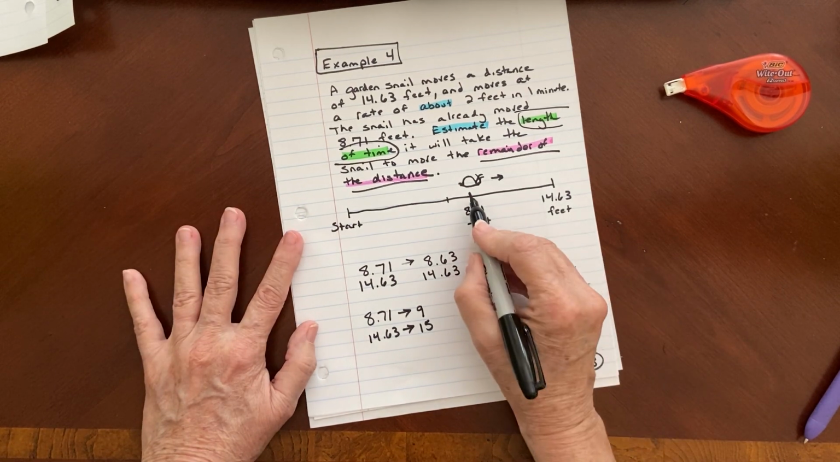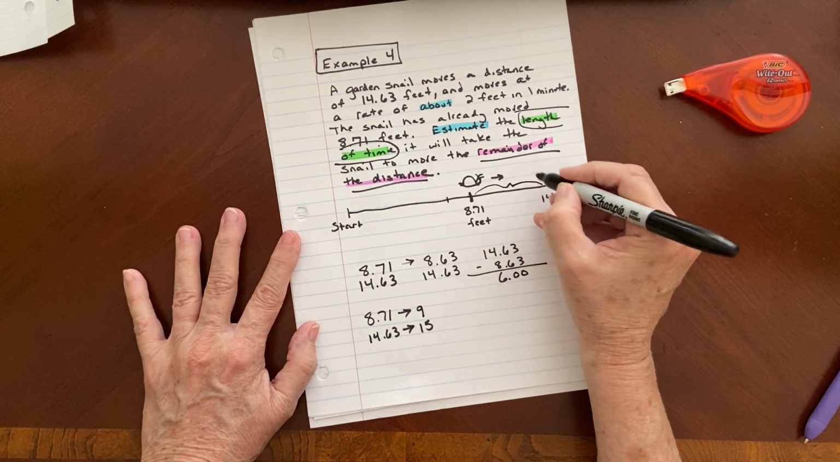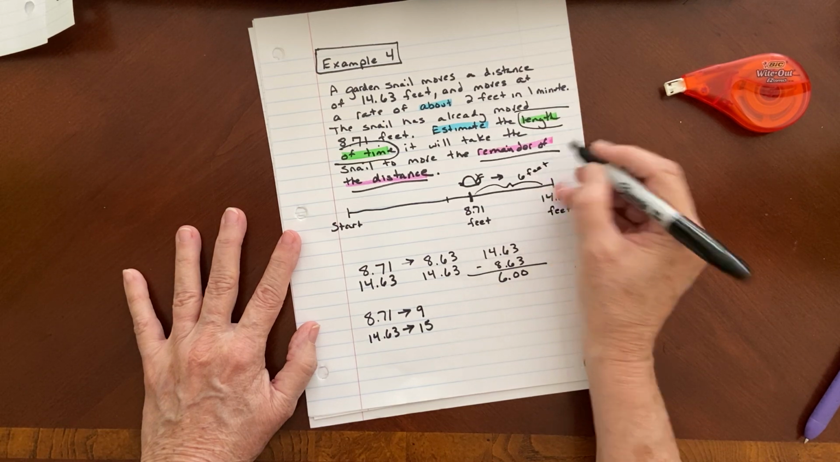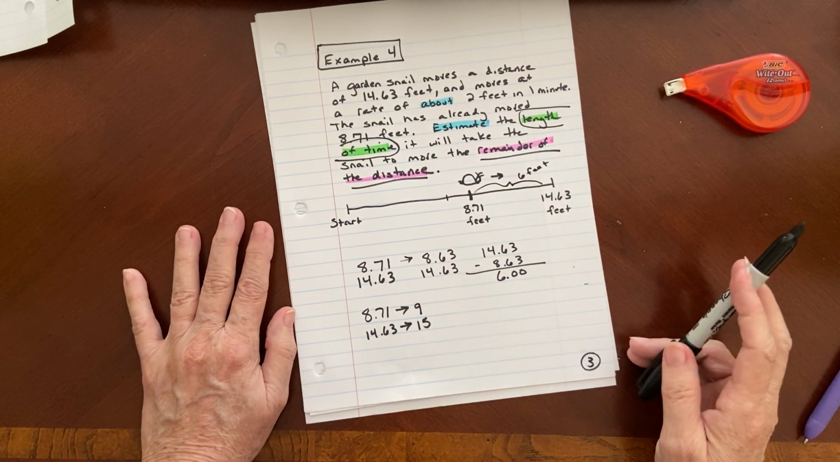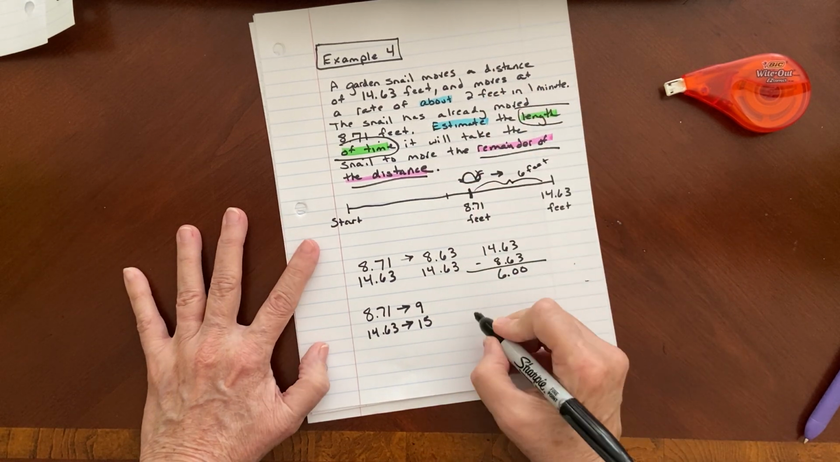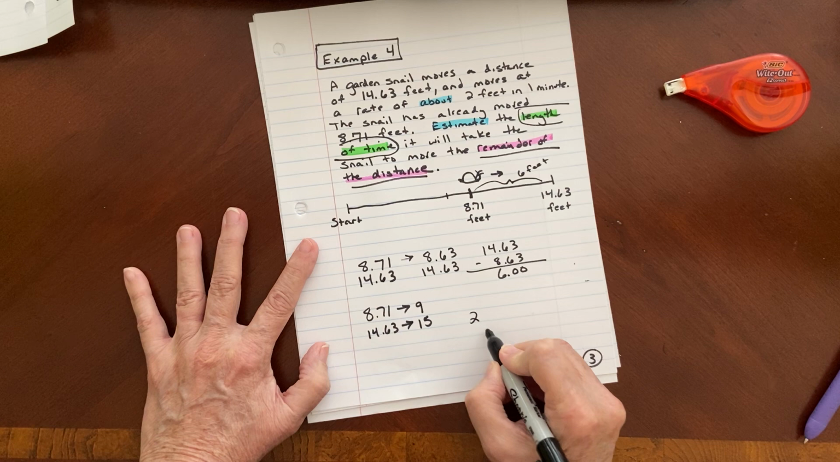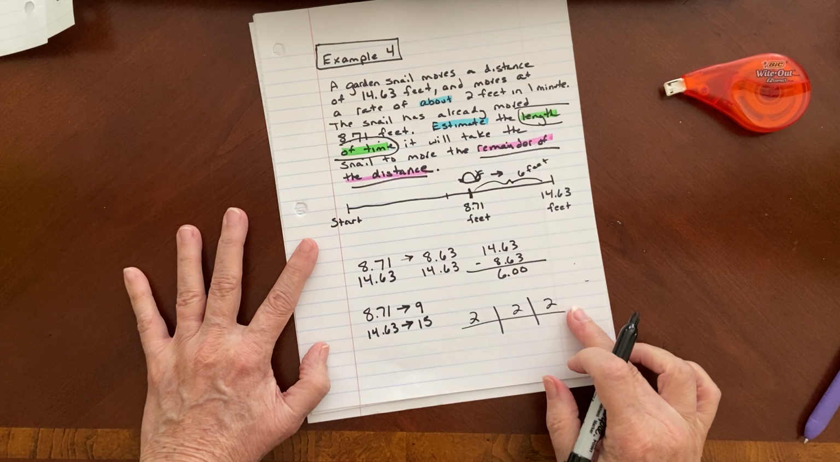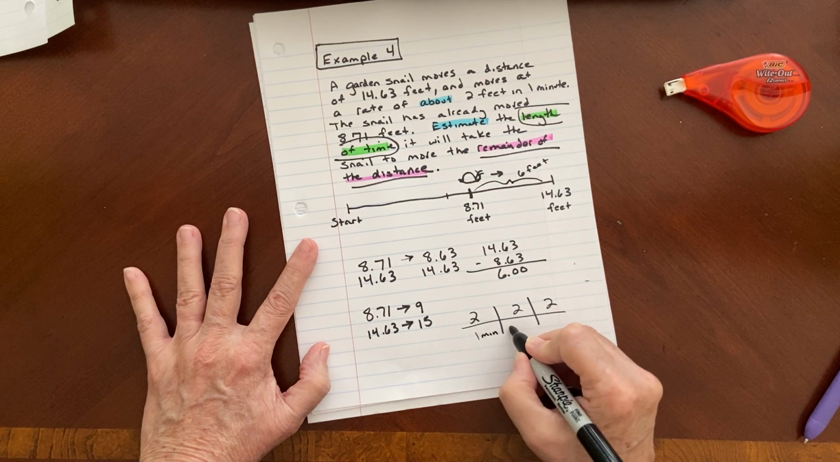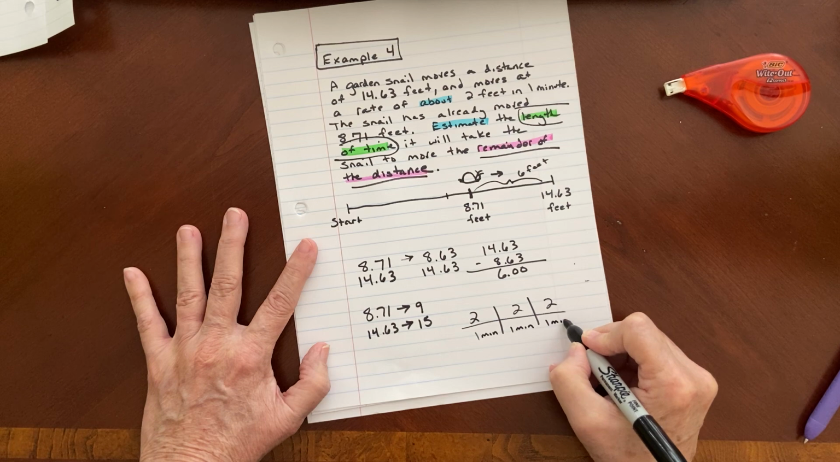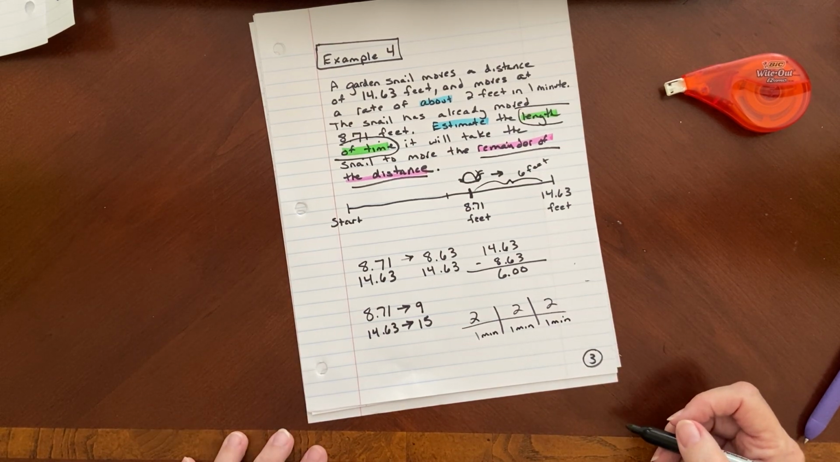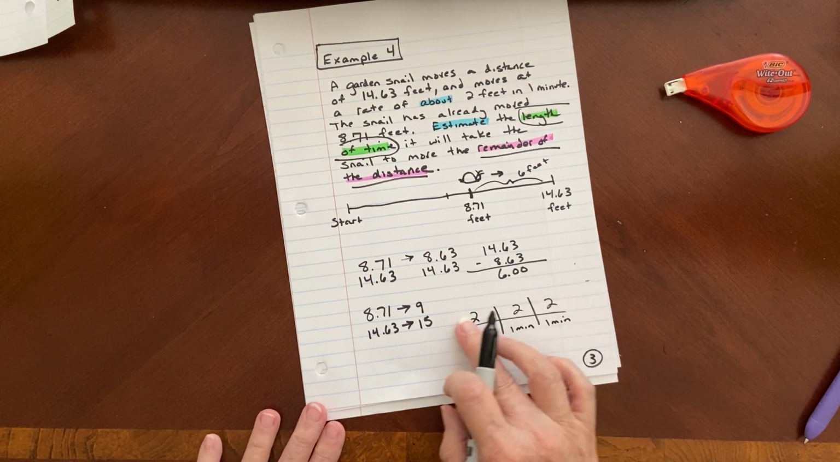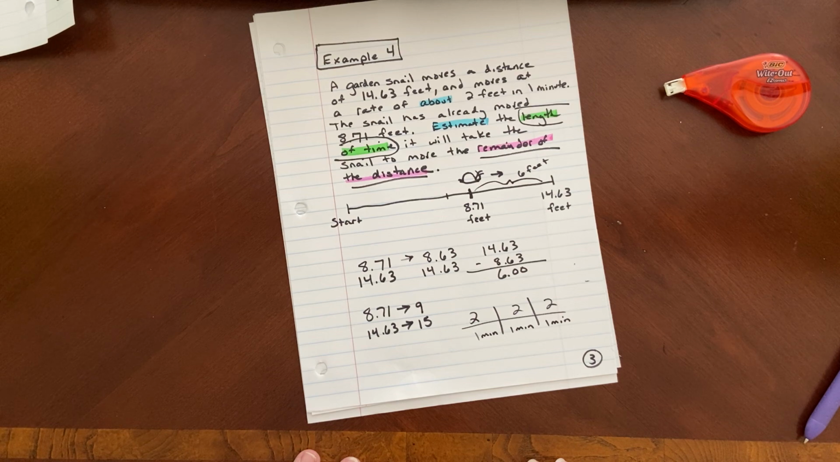Okay, so we know that he has to go right here about 6 feet. So what was our rate? How far did we say that snail moved? If he goes 2 feet in 1 minute, I know he's got to go 6 feet, right? So there's 1 minute, 1 minute, 1 minute. Oh, so it's going to take him 3 more minutes, right? To move that 6 feet. So every 2 feet takes him a minute. He's got to go 6 feet.